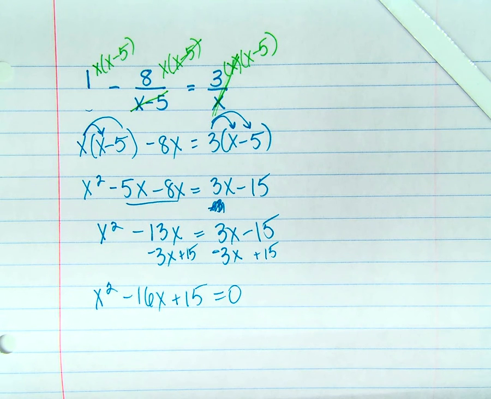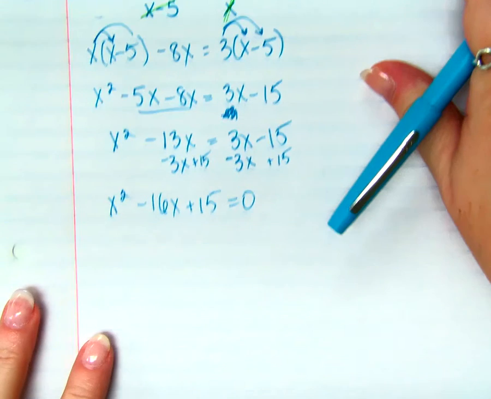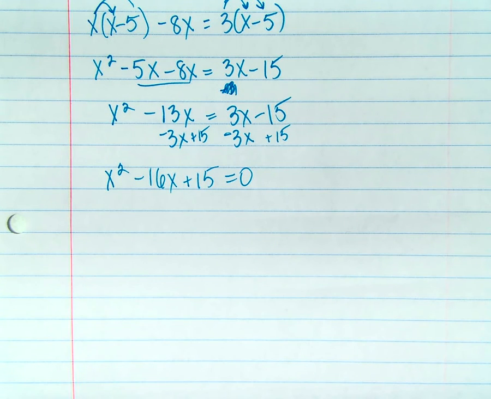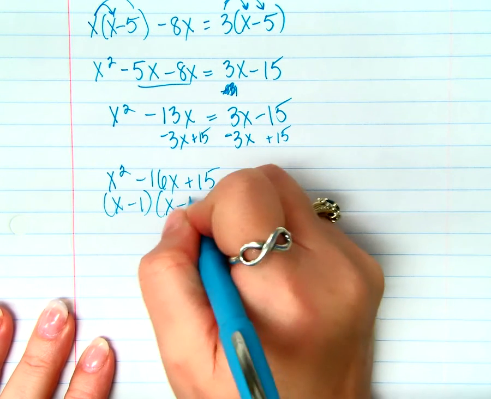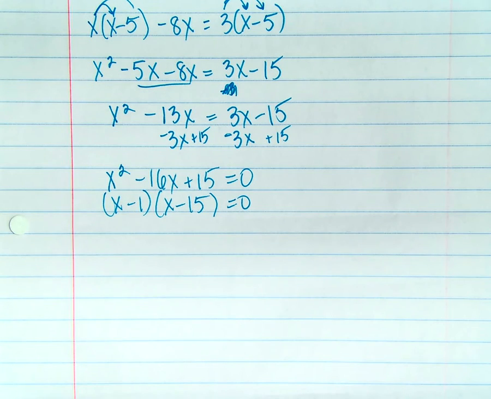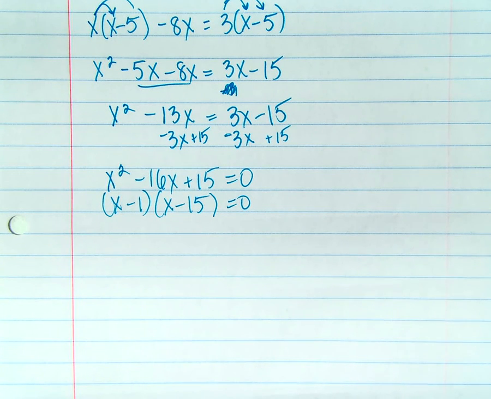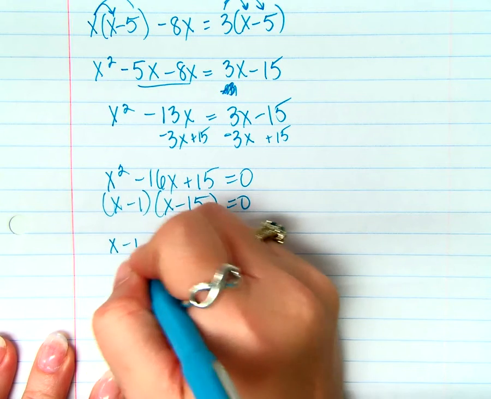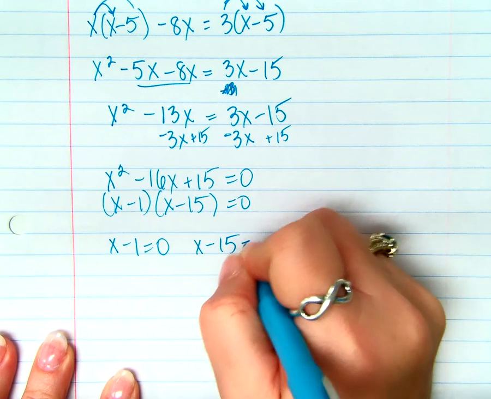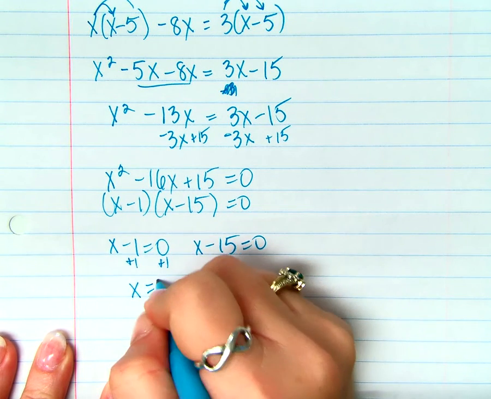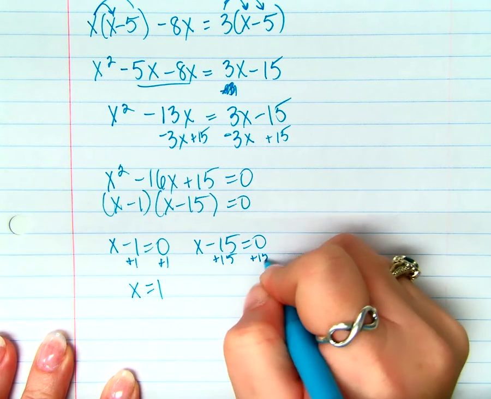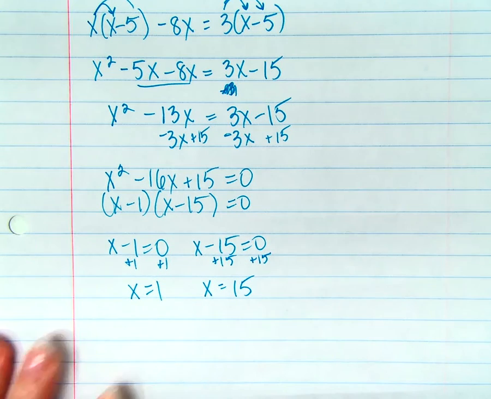Now what can I do with that? AC? Okay. It'd be negative 1 and, oh, not 1 and 5, 1 and 15. Negative both of them. So x minus 1 and x minus 15 equals 0. Good. What do I have to do with each of those factors? Good. Set them equal to 0. X minus 1 equals 0. X minus 15 equals 0. X equals 1. X equals 15.